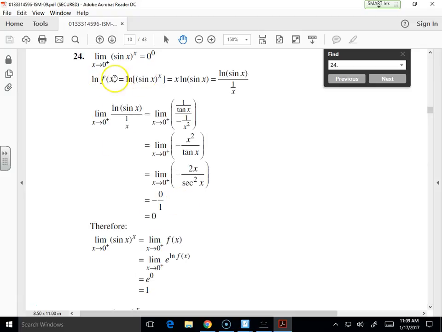You set y equals the limit, and then you take ln of both sides, and you move the exponent down. I thought ln of 0 was 0, but it's ln of 1 that is 0. So you end up with 0, and then you can do e to the 0 is 1. Remember to solve.